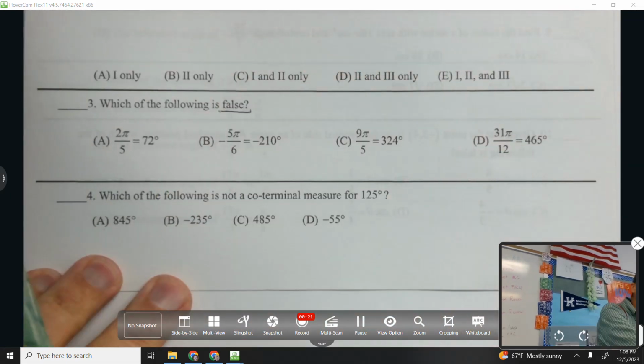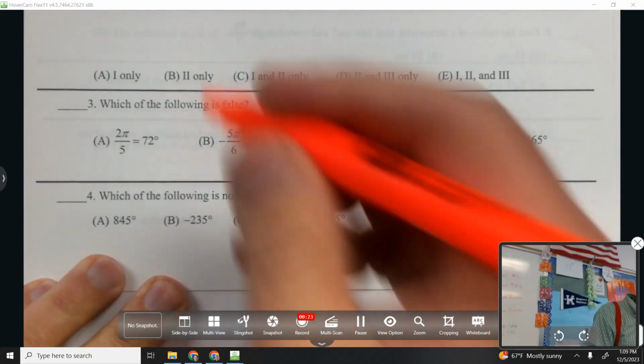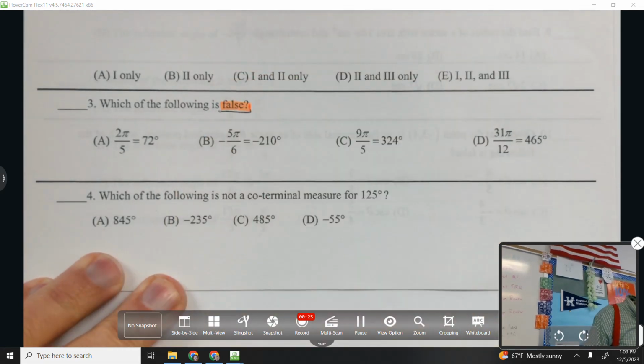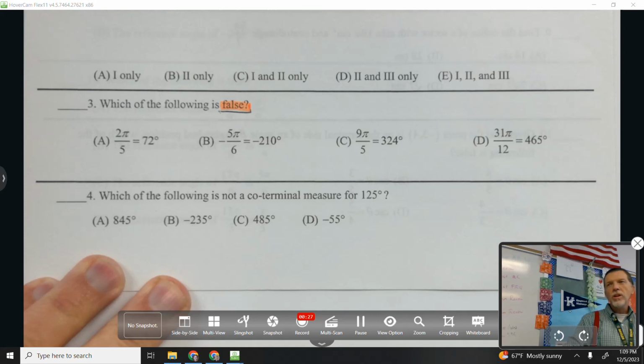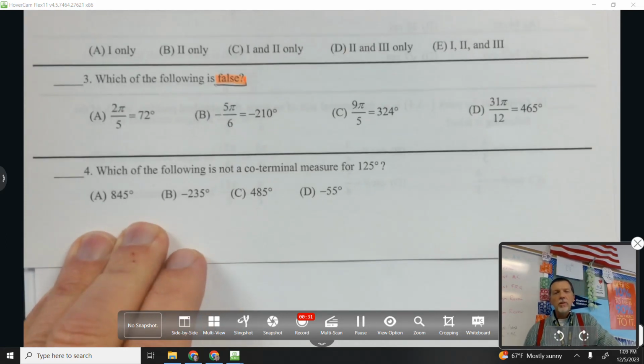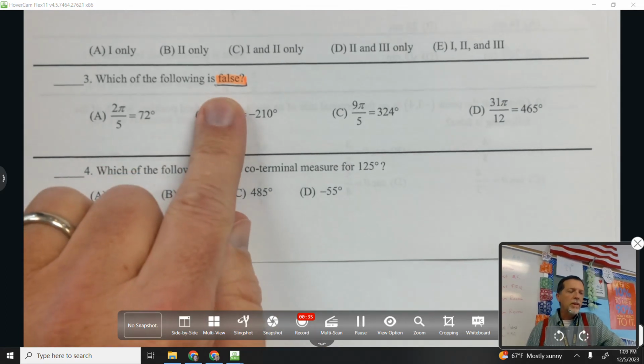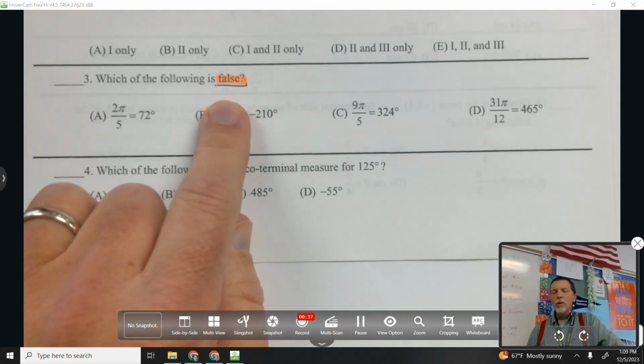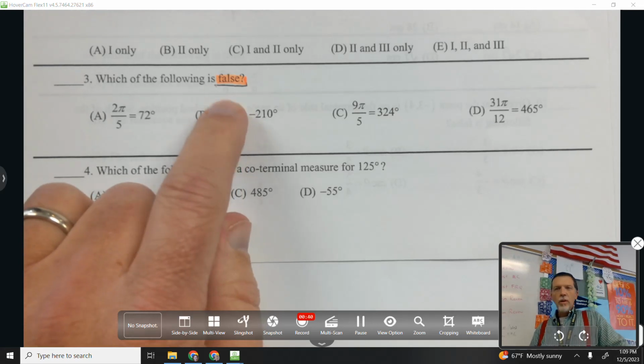Number 3, which of the following is false? And while I'm here, you're used to this language because we do this on every test, but it feels like it's more on this test than usual, like which one is not true or which one is false. You guys are used to it, so I'm not super worried, but this comes up more often than normal on this test: which one doesn't work.